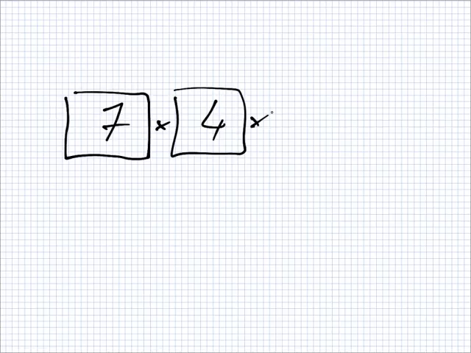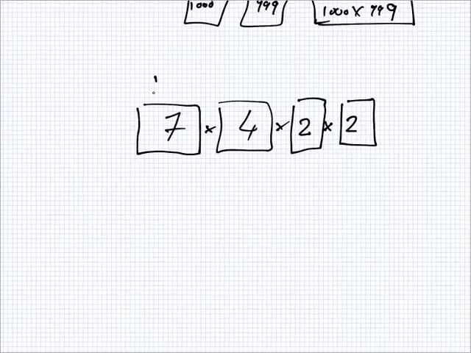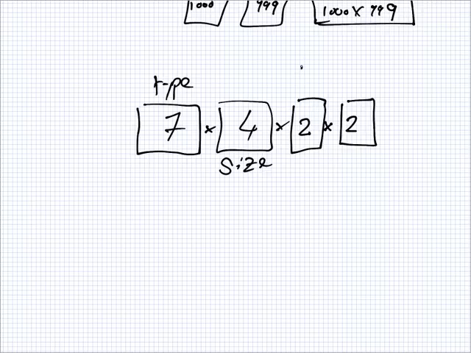What's your next choice? Cream, if you want whipped cream. So how many choices here? 2. Yes or no. What else? Chocolate on the top. Okay, good. So this is the type, this is the size, this one is whipped cream, and this one chocolate.